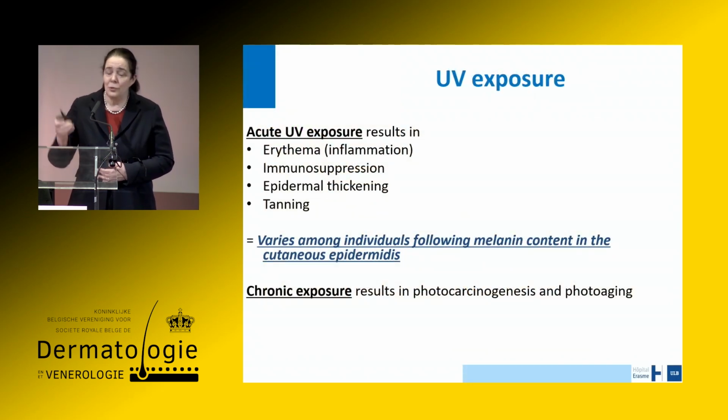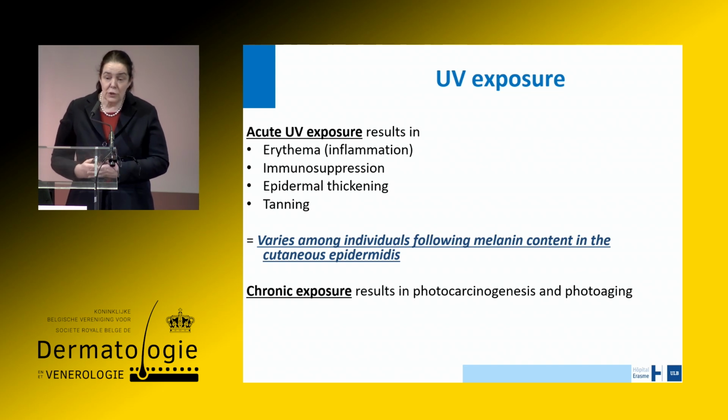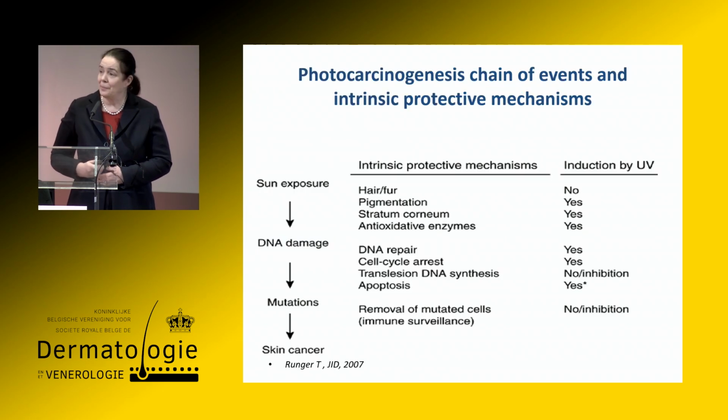First, we know that UV exposure induces an acute process with inflammation. It can be sunburn, immunosuppression. We know how much we also use this as a therapy. The epidermal thickening, we know that acne is increased after UV exposure because of the epidermal thickening. And finally, the tanning. And chronic exposure results in photocarcinogenesis and photoaging.